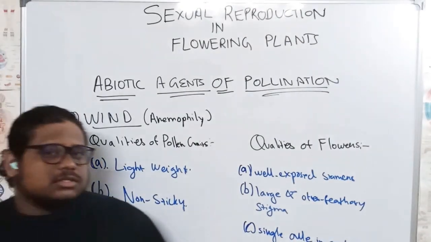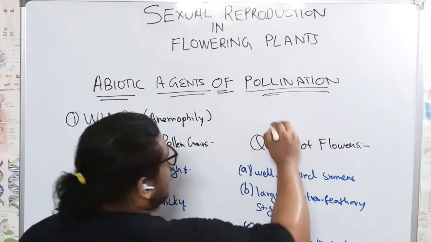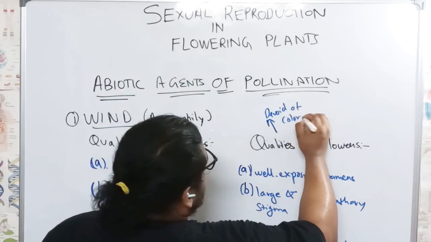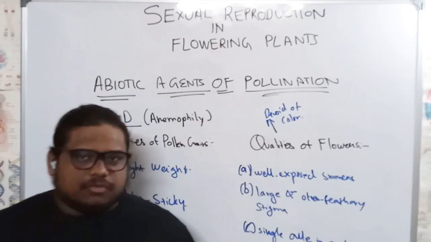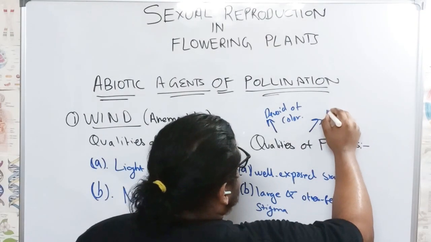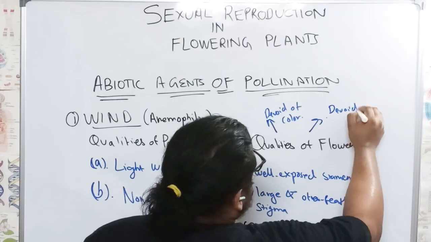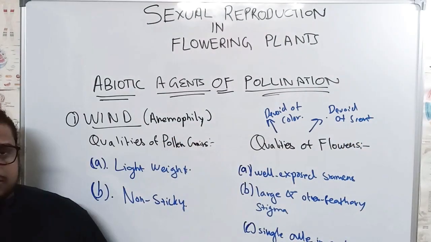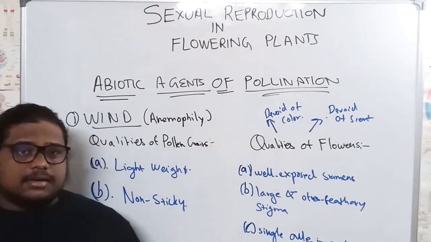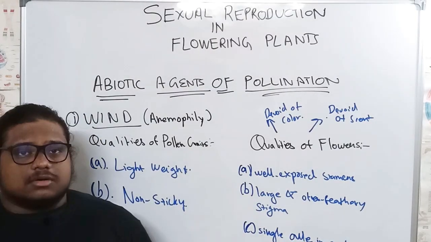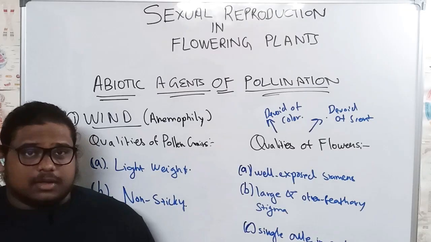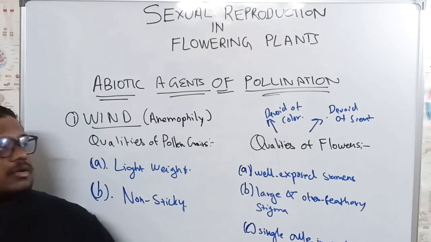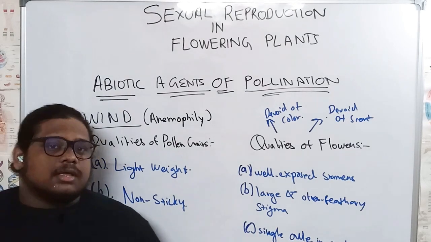Some more important features of these flowers are that they are devoid of color, meaning they are usually not very colorful. Next, they are devoid of scent. Usually the flowers you see, like rose, have a very good smell or scent. But in these flowers there is no scent or no smell. Why is this so? We will know this further. When we see other types of pollination, then we will know why there is no color or scent in these types of flowers.